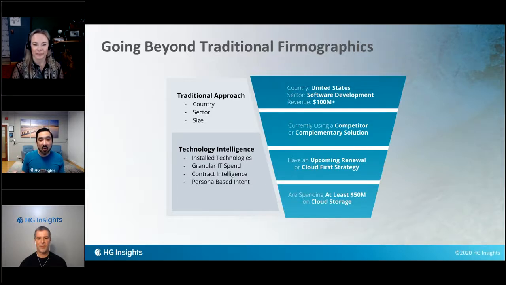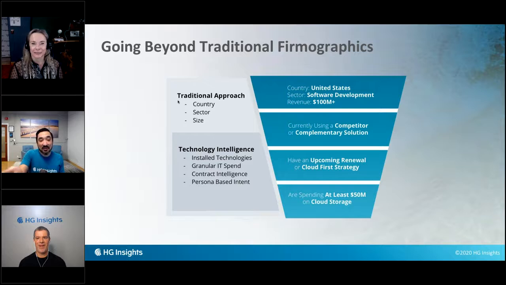When we ask them, when you take a look at lists of software development firms in the US making over 100 million, how many of those are actual valid prospects? They're kind of, well, not that many actually. Or some of these aren't really that great.